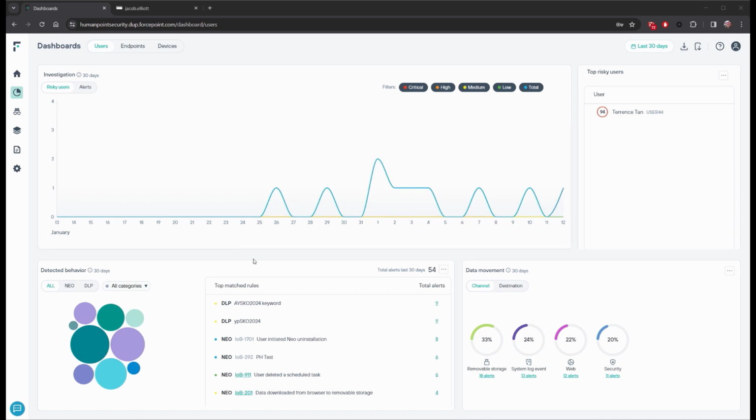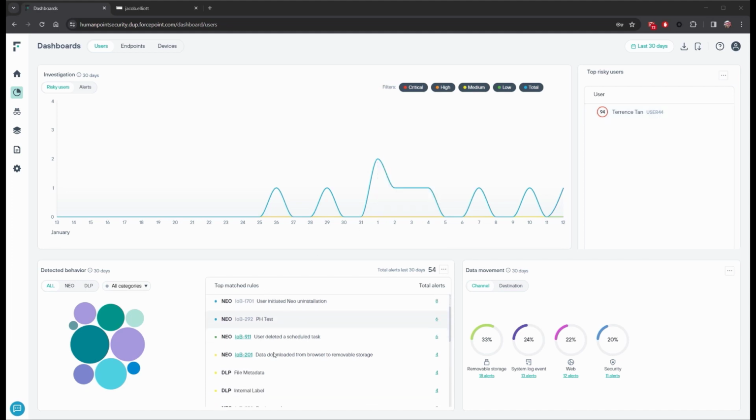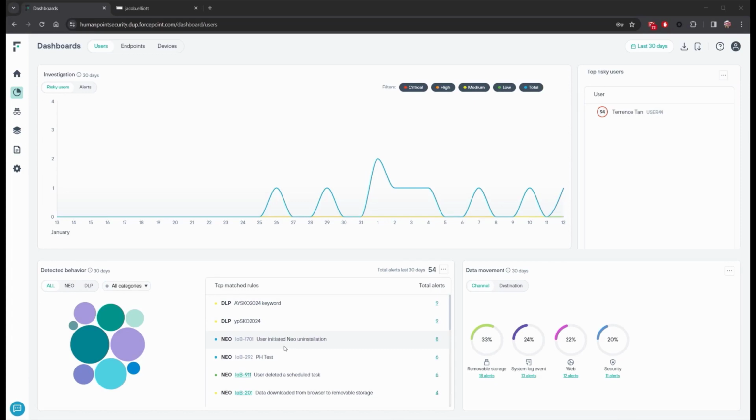From the dashboard, we can view over the last 30 days of risky user activity. We can also identify the top risky users within the organization based on their risk score. So the higher the score, the more risky the user is to the organization. We can also identify the top matched rules down below. You can also identify the top data movement channels in terms of where data is being moved to the most.